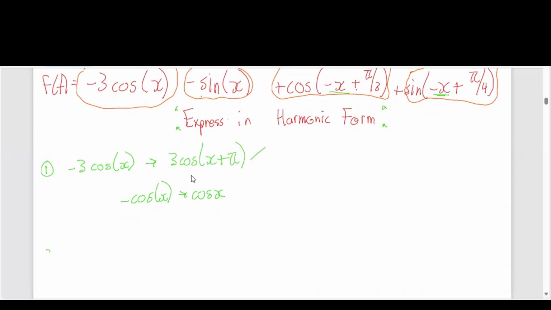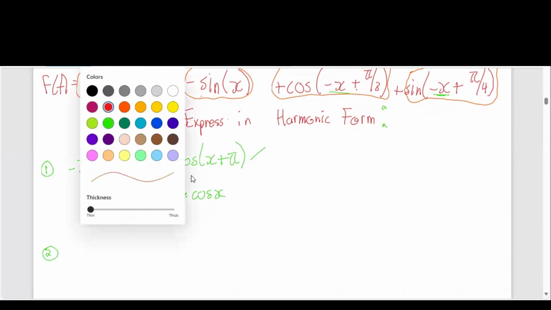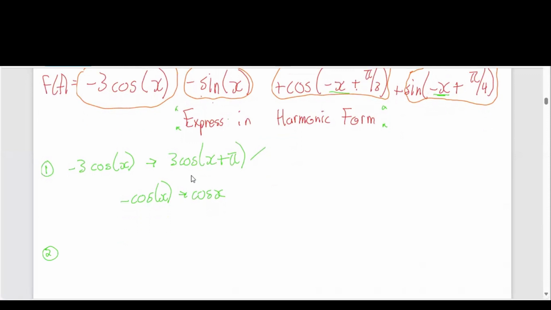So for number two, we have two problems. One is sine, and two, we have a minus outside. So let's start with the first one. We have minus sine x. Let's convert it to cos first and then swap it. All right, so let's convert it to cos.